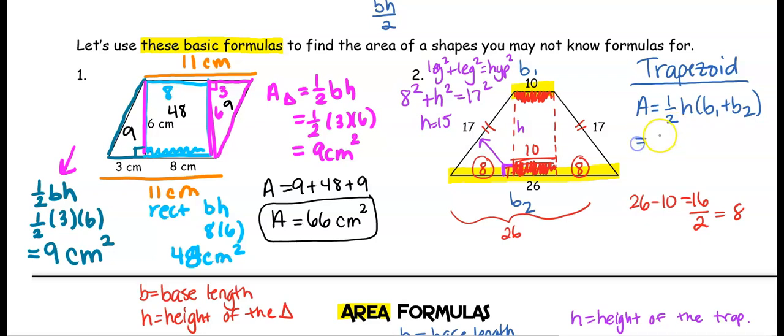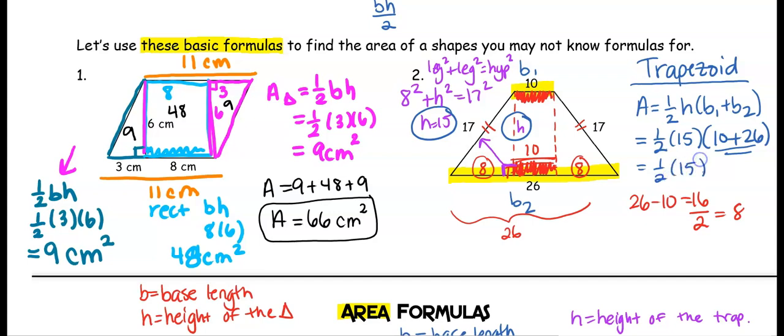So I go back to my formula. I have 1/2 times that height that we found, 15, times base 1 plus base 2. Now notice how these are in parentheses. I need to add those two numbers together first to get 36. So it's 1/2 times 15 times 36. I multiply all of that together and I get 270. We didn't have units this time. Last time we had centimeters. So it's just units squared.